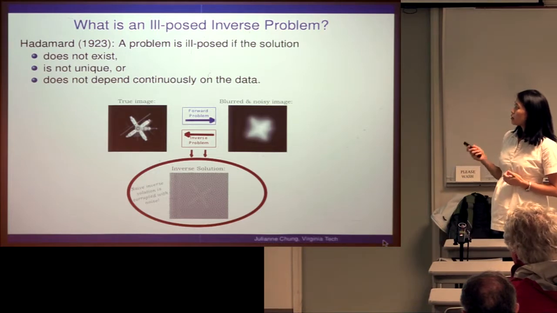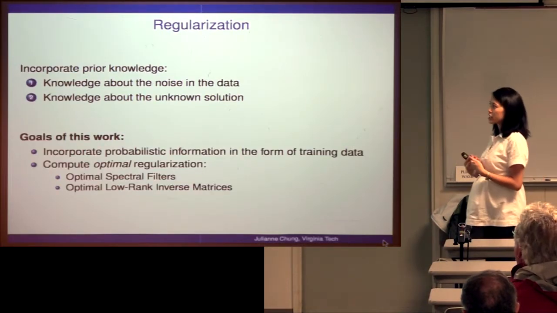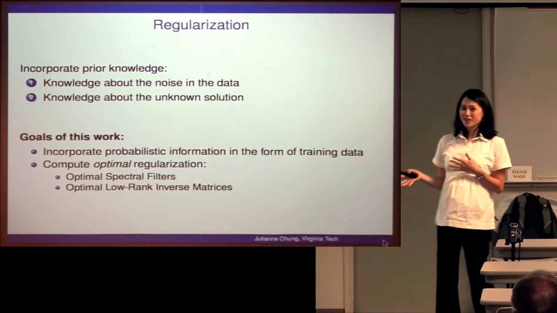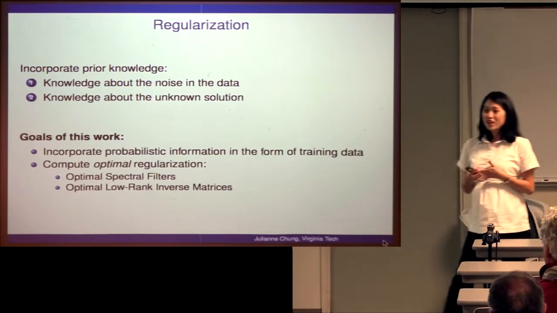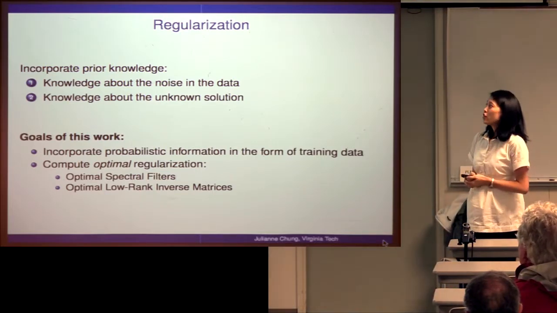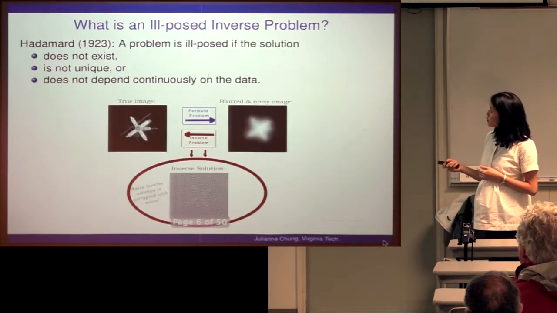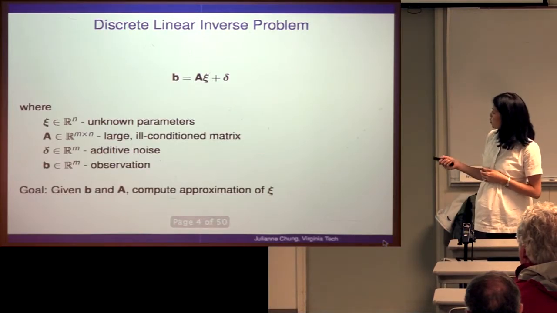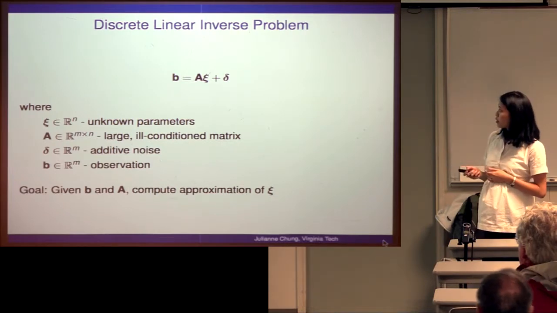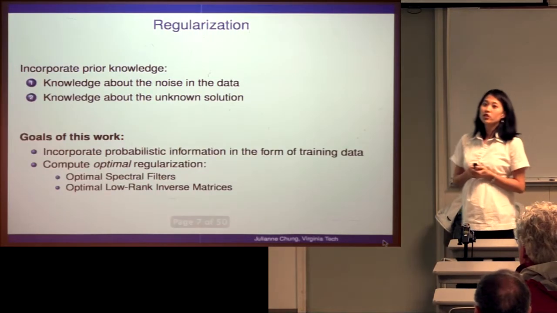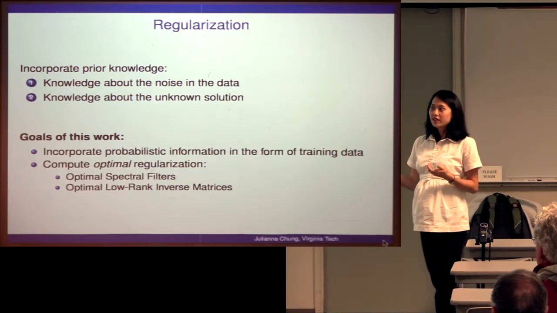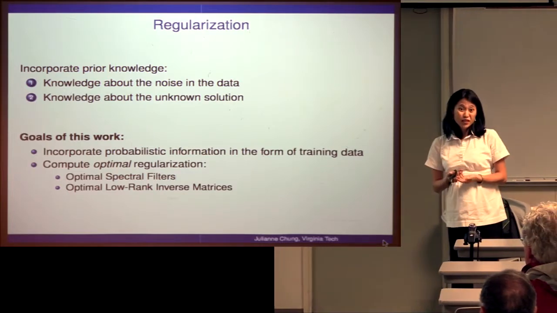And so what people do is they include something called regularization. Regularization is just a fancy word for incorporating prior knowledge about your problem. You may have prior knowledge in the form of noise. So if you go back to this delta component here, you may know something about that noise. You may know something about the statistics of it, the distribution of it, the noise level, things like that.